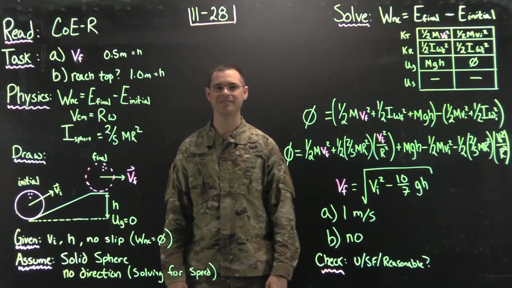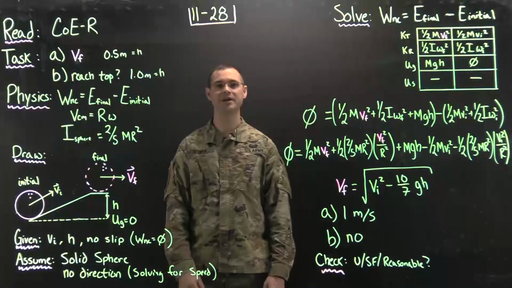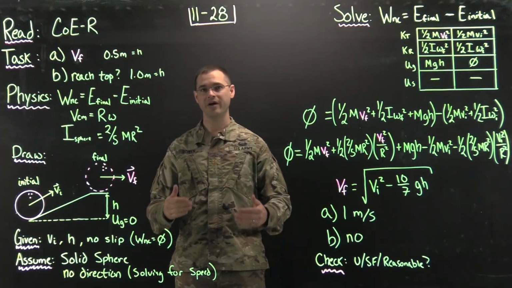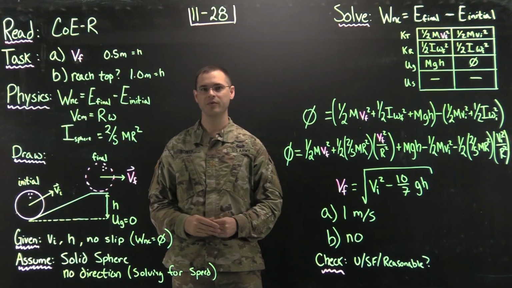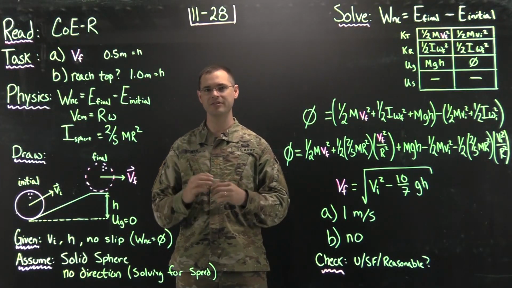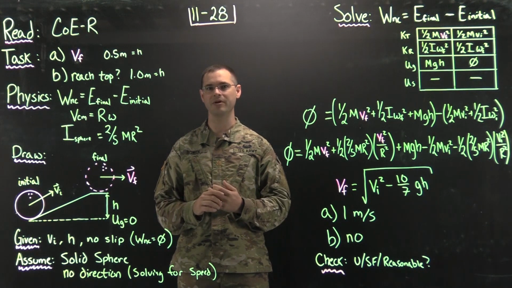Hey physics fans, today we're going to be looking at text problem 11-28 in your OpenStax text. Let's get into it. After reading the problem, we notice that we have a bowling ball that's going up a ramp without slipping, and it gives us the initial velocity of the bowling ball.